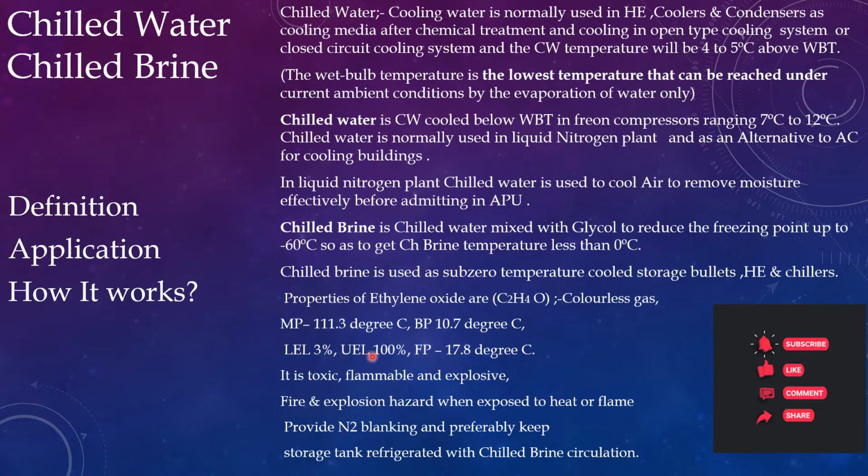Highly dangerous and toxic, flammable and explosive gas. Its flash point is only minus 17.8 degrees centigrade. So it is highly volatile and should be kept very safely. Fire and explosion hazard when exposed to heat or flame is high. So it is provided with nitrogen blanketing and preferably kept in a storage tank refrigerated with chilled brine circulation. So for this usage only, chilled brine is used for EO bullet storage and also the storage will have explosion proof walls.